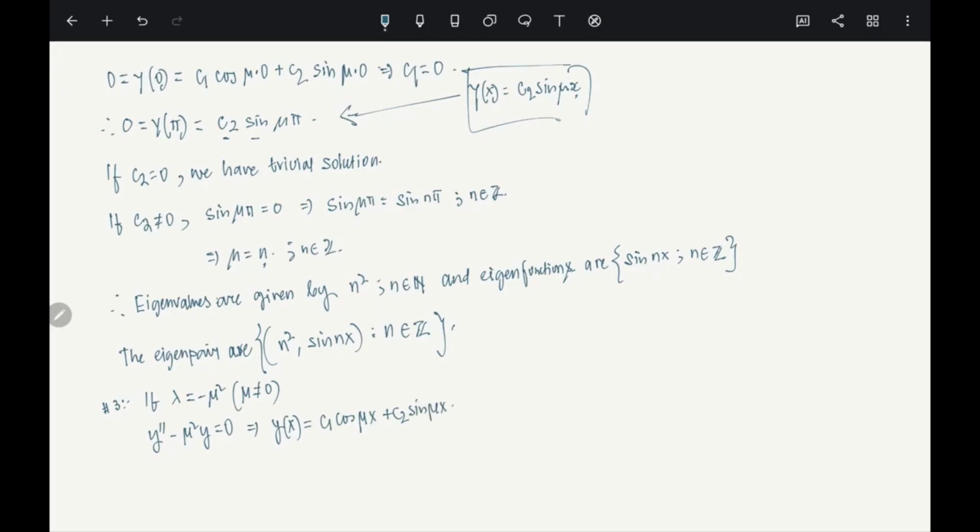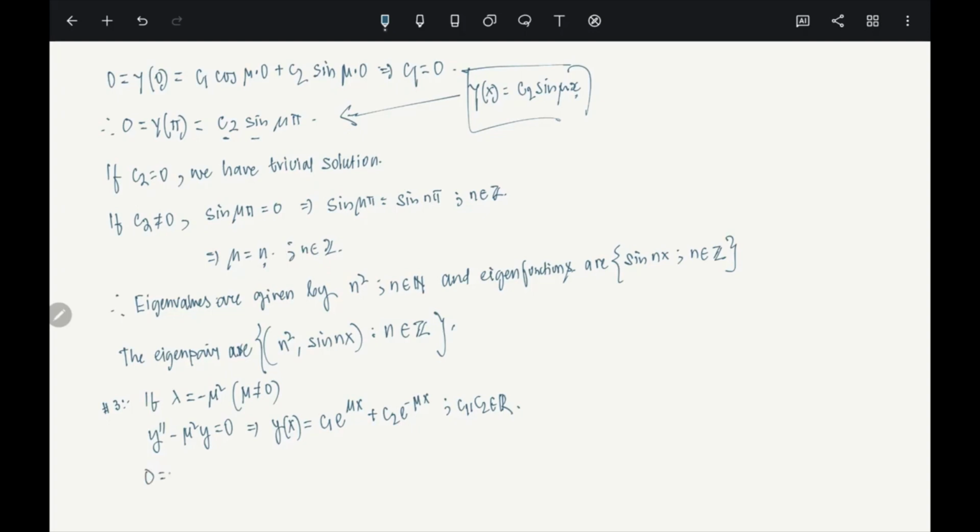Sine mu x, right? Yes. Sorry, this shouldn't be the case. I am writing this mistake. It should be c1 e to the power mu x plus c2 times e to the power minus mu x, where c1, c2 are in R. Now, it has to satisfy those two equations again.